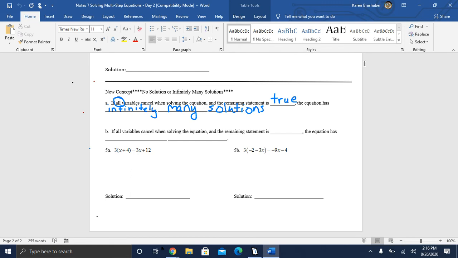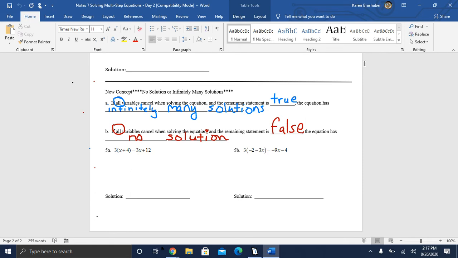And something else could happen, so that part B, if all the variables cancel when you're solving the equation and the remaining equation is false, then the equation has no solution. And so I'm going to show you these last two examples so that you can see that happening.